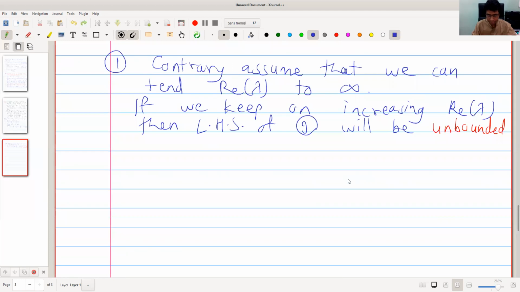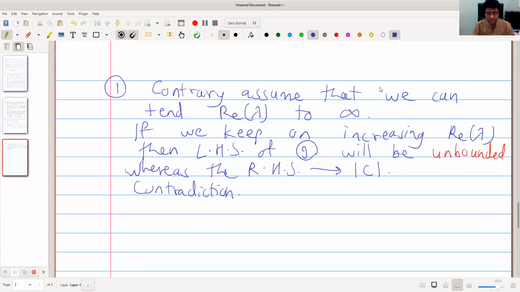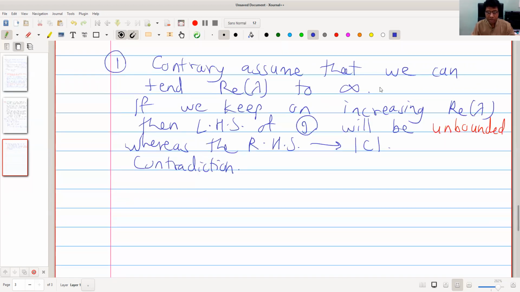Whereas the right hand side tends to mod c. This is a contradiction. Okay, so this contradiction is because of the wrong assumption. So our assumption is wrong, which means the real part cannot be unbounded.